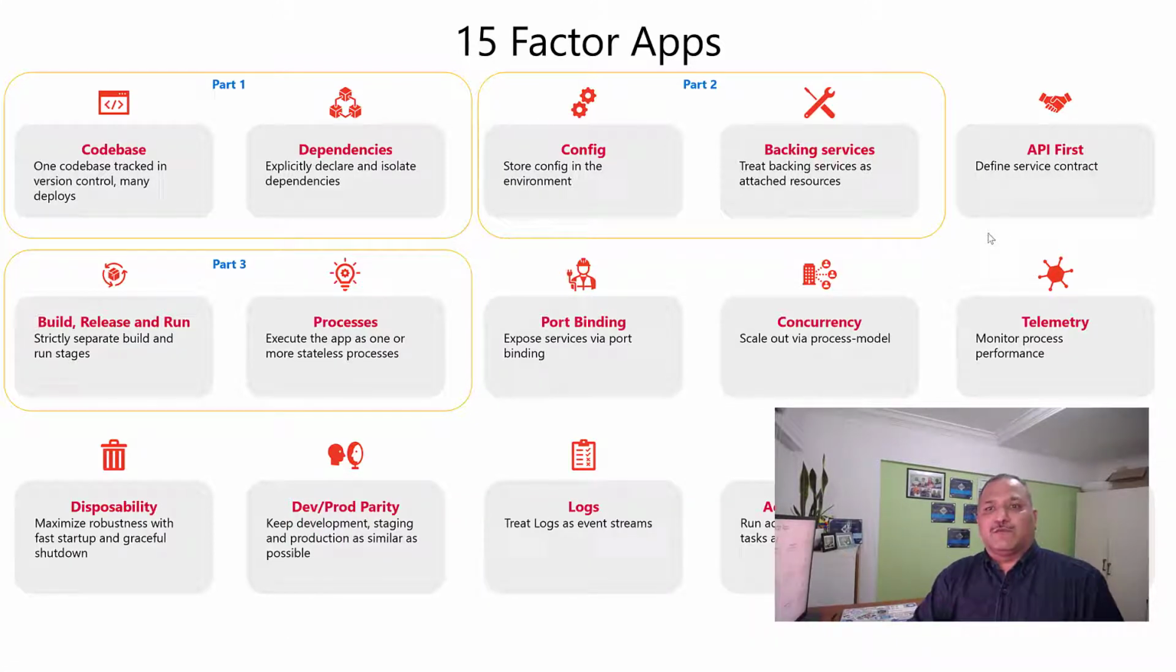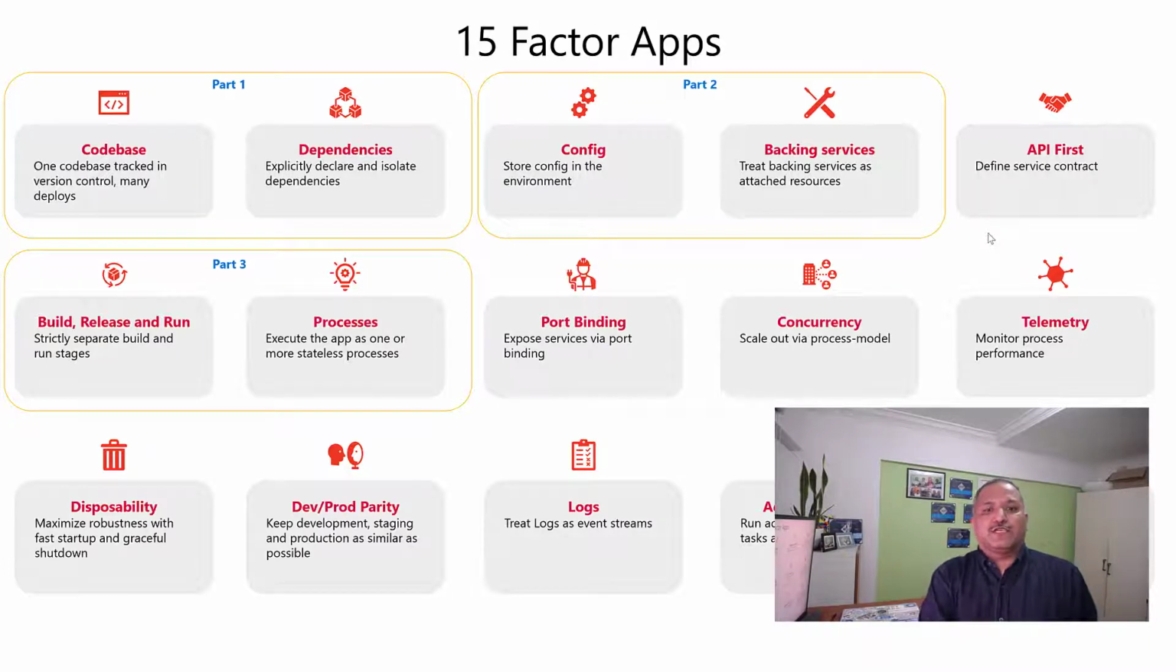In part 2, we talked about config and backing services. Config is related to storing the environment specific information external to the application code, and backing services is about treating a backing service as an attached resource. The examples of backing services we looked at were messaging like Kafka or RabbitMQ. It could be caching like Redis, or it could be database services like a relational database or NoSQL database.